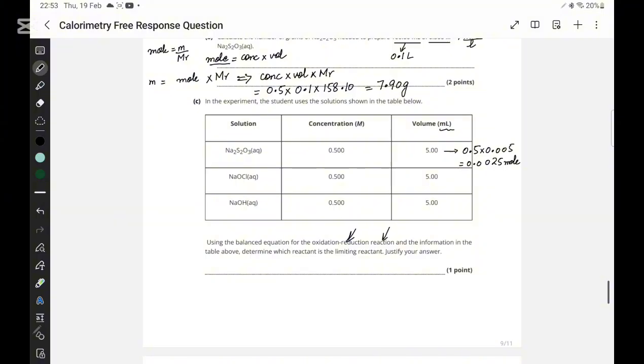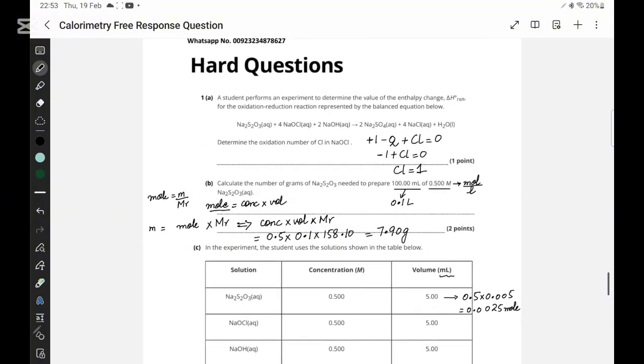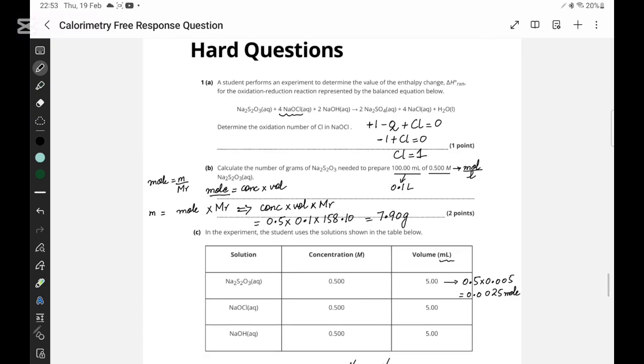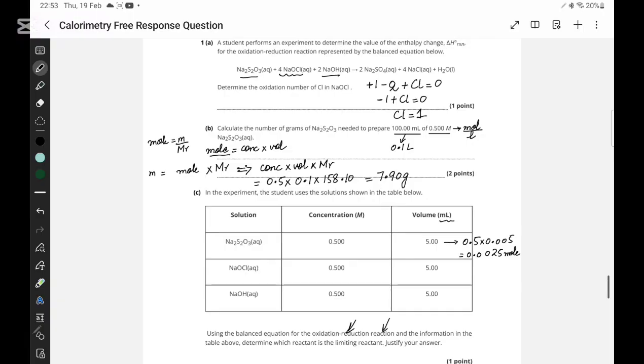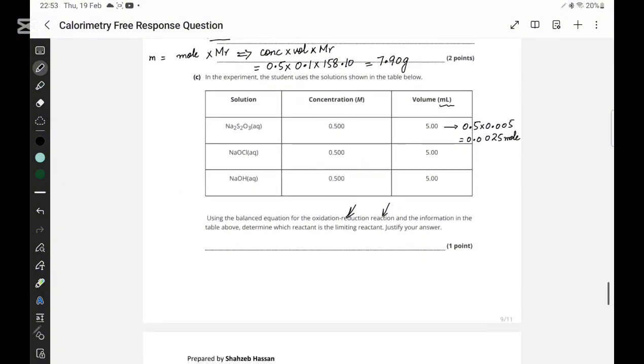Now what happens there? Look at the coefficients. If you look at the coefficients, 4 moles of NaOCl are reacting with 1 mole of sodium thiosulfate and 2 moles of sodium hydroxide. So we can see that 4 moles of NaOCl are needed for every 1 mole of Na2S2O3 and 2 moles of NaOH. So what is going to happen? NaOCl will therefore run out first, and it is the limiting reactant.